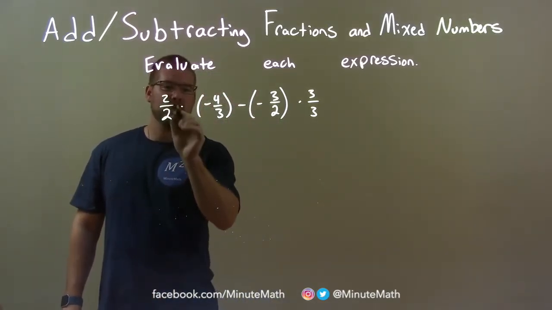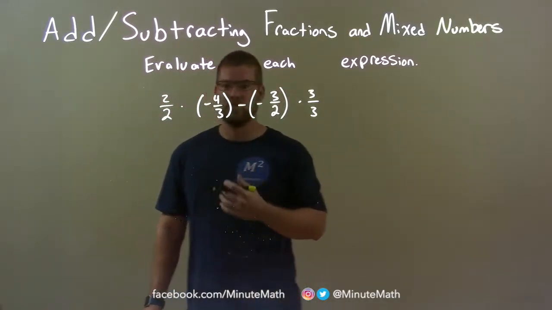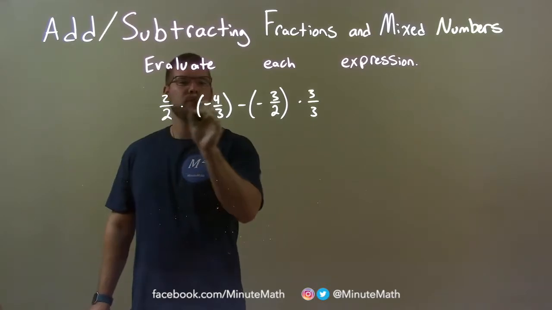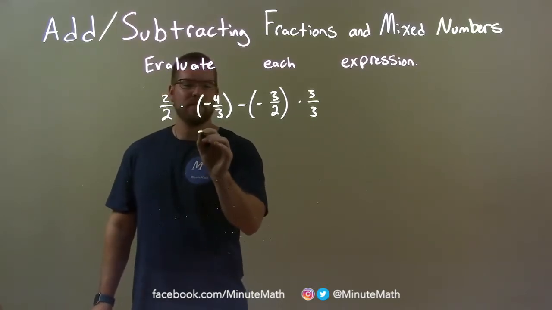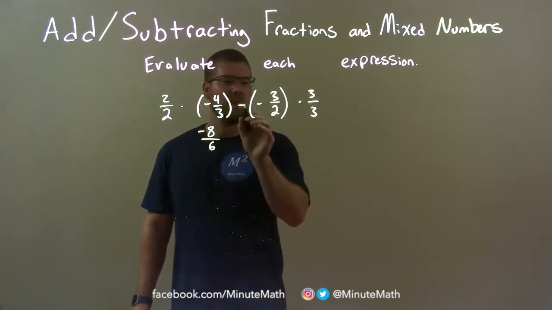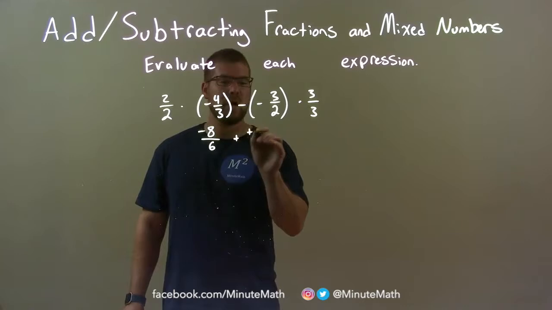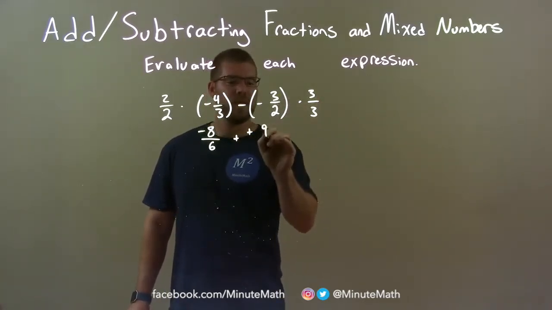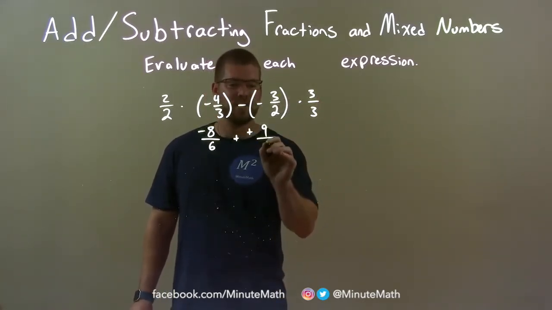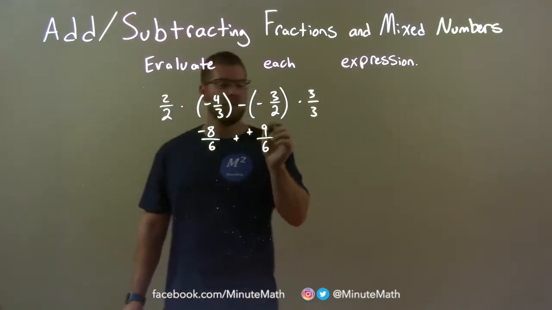And what that's going to do, allow me to have the same denominator base so we can add or subtract this fraction. So 2 times negative 4 was a negative 8. And 2 times 3 is 6. Now we're subtracting a negative, which is the same thing as adding a positive. So let's do that plus a positive. 3 times 3 is 9, and 3 times 2 is 6. So now we have negative 8 over 6 plus a positive 9 over 6.